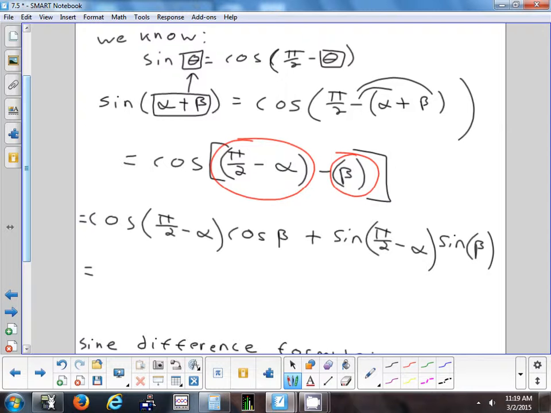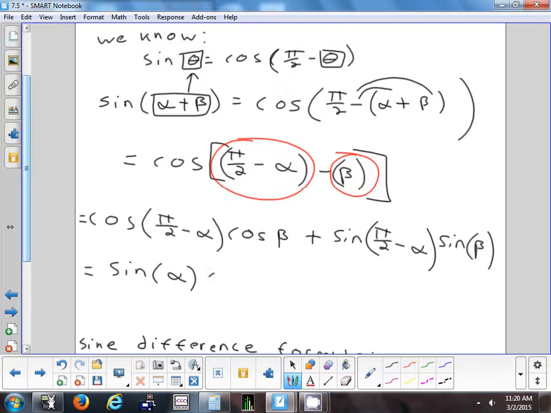Okay, focus on this first part. Cosine of pi over 2 minus an angle. What is that the same as? Sine of, what's my angle in this case? Alpha. Anytime you take the cosine of 90 minus an angle, it's the same as just doing the sine. We proved that. So I just used that identity right there.